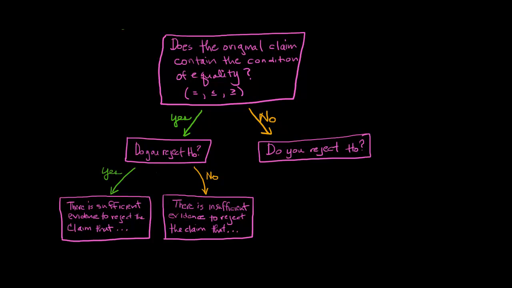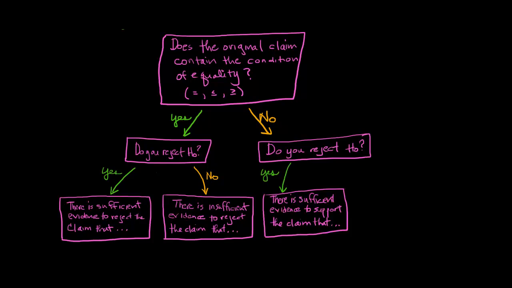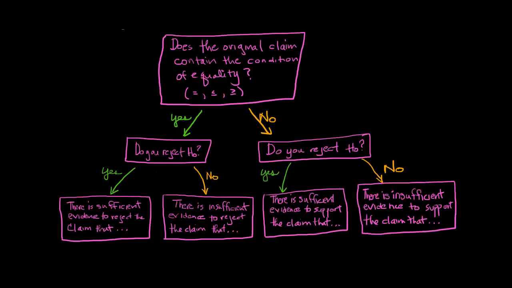Okay, if the original claim did not contain the condition of equality, then if we do reject H0, the null hypothesis, we would say that there's sufficient evidence to support the claim that most college students have a credit card. And finally, if the original claim does not contain the condition of equality, and we do not reject H0, then we have insufficient evidence to support the claim.